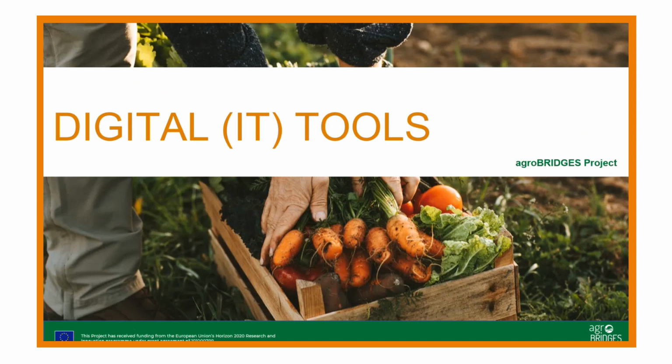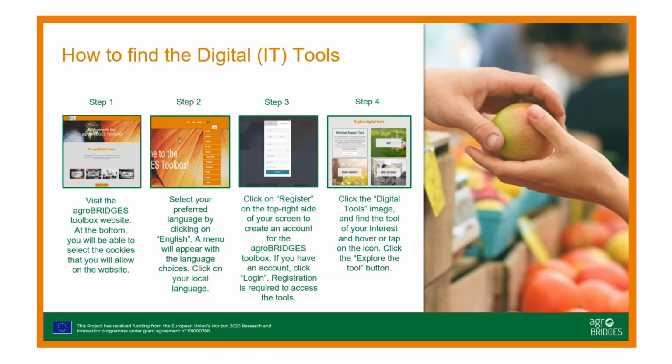The first category is digital tools, which includes 4 tools. To find this category, we should go to the Toolbox website, accept cookies, and select the preferred language. And it's important to know that to access the tool, you need to be registered and log into your account. And once inside, you can select the digital tool image to access these tools.